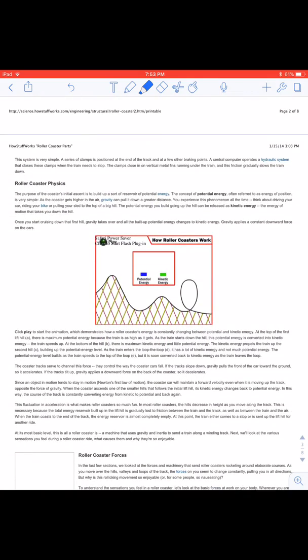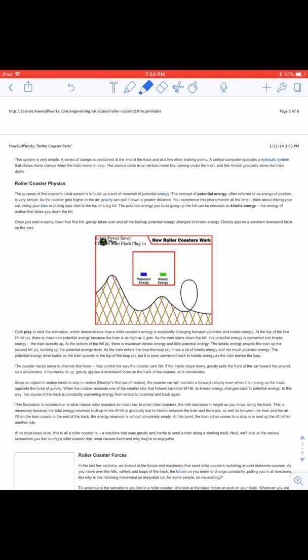This system is very simple. A series of clamps is positioned at the end of the track and at a few other braking points. A central computer operates a hydraulic system that closes these clamps when the train needs to stop. The clamps close in on vertical metal fins running under the train, and this friction gradually slows the train down. It looks like there we're talking about some of the forces and some of the related effects.